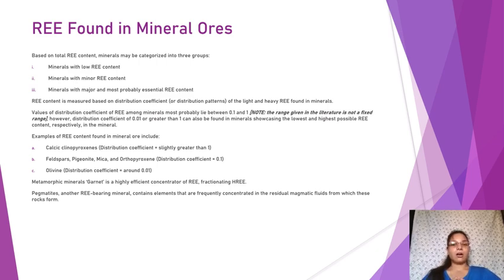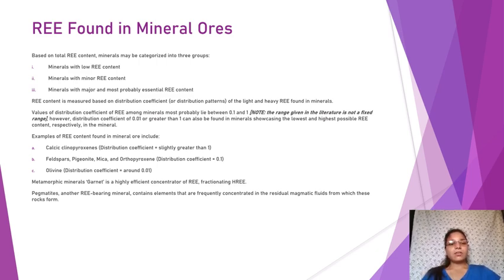So let's say one mineral ore has a distribution coefficient value of 0.05. 0.05 is less than 0.1, so that would mean that particular mineral ore has very low REE content. On the other hand, suppose another mineral ore has a distribution coefficient value of say 1.5 or 1.8. Now 1.5 and 1.8 are both greater than 1. So what would that mean? That this particular mineral ore perhaps has REE content in major concentration, and probably that REE content would be essential too.